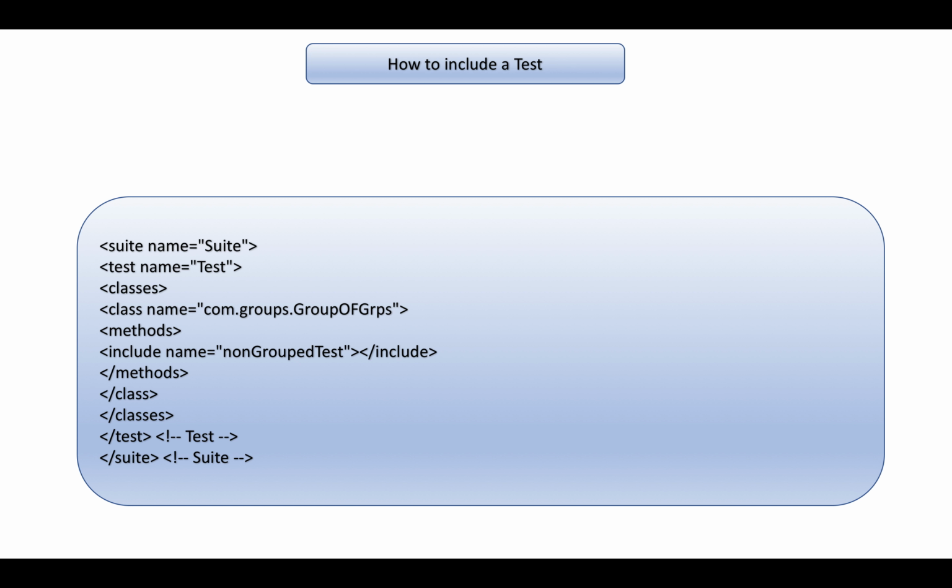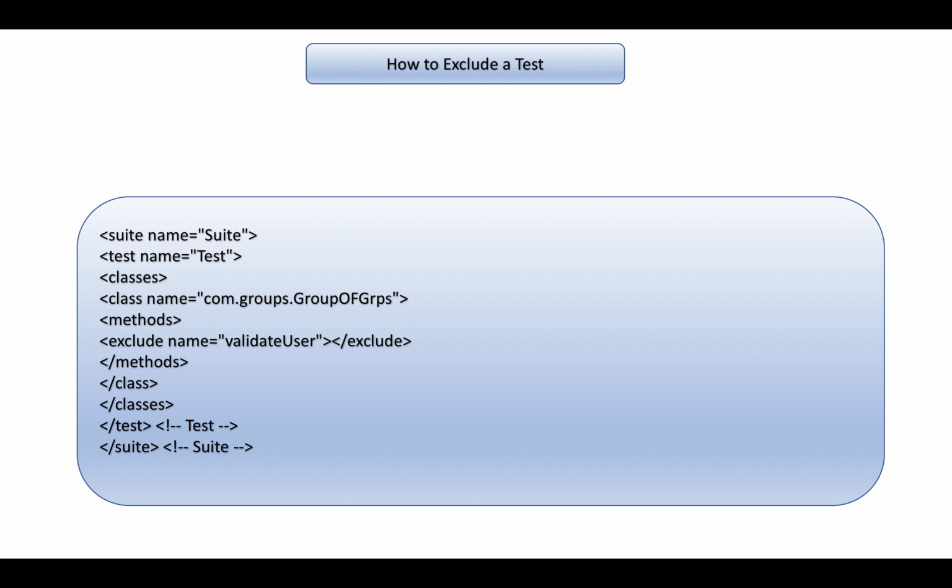Now, if you want to include a test method, how can we achieve that? Basically, you can use a tag called include, with the name of the test method you want to include, and mention the class name as well. How can you exclude? Suppose you don't want a single test method to be executed as part of the TestNG XML file. You can mention the exclude tag and name the method as well. This test method will not be executed as part of the execution.